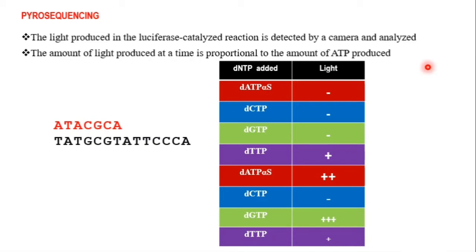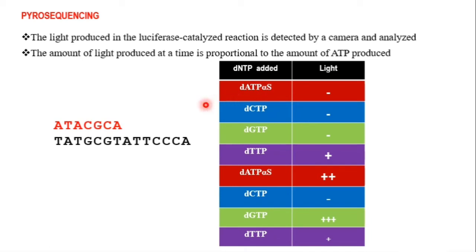So here you see, for example, these are the template DNA. This is our template DNA. This is the primer. So the system will add, for example, dATP alpha S to this reaction for the amplification.